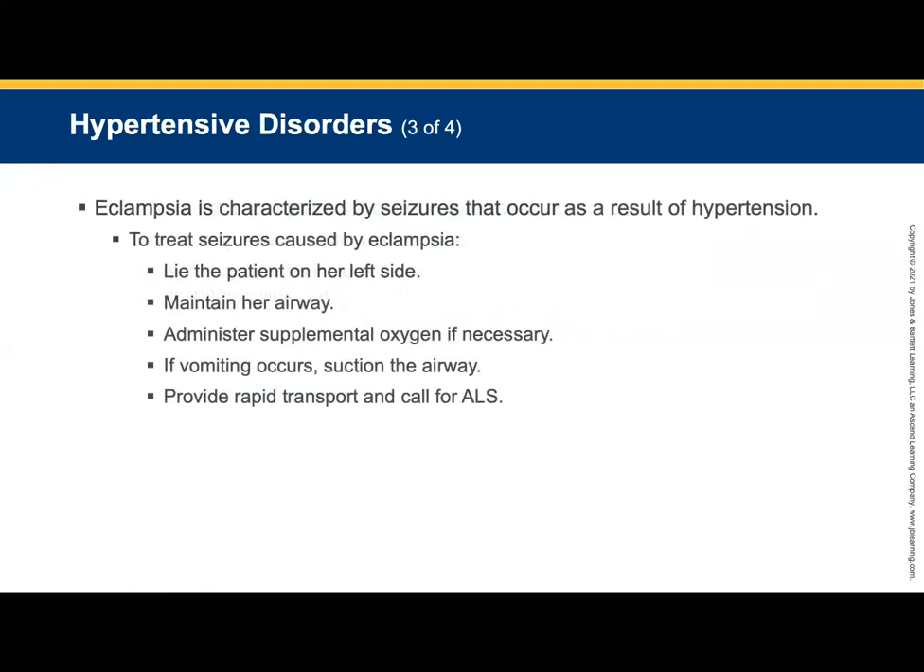So now we talk about eclampsia. This is the worst one. It results from hypertension, and you treat the seizures that come along with it. You have to make sure you lay the patient down on their side, resting comfortably. Maintain their airway. That is important because we can't go back and fix something that is super important. If we see it, we have to address it. Administer supplemental oxygen if necessary. Provide rapid transport and call for an ALS intervention if needed.